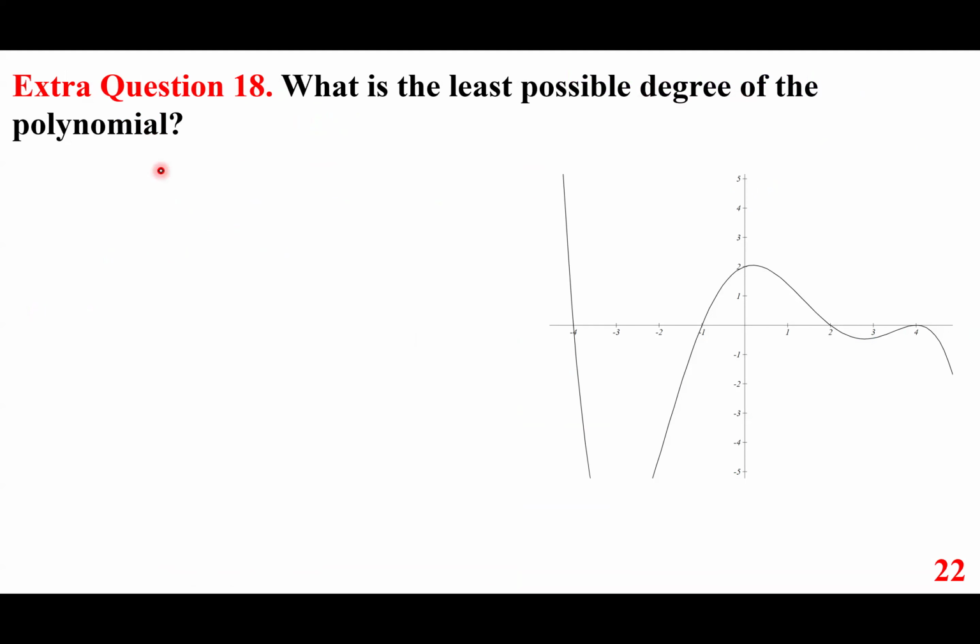What is the least possible degree of this polynomial? 5. Why is that? There are 4 turning points, or extrema, peaks and valleys. What are we talking about? This one is 1. This one is 2. This one is 3. This one is 4. There are 4 turning points. Local min, local max, local min, local max.